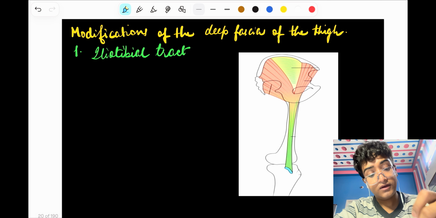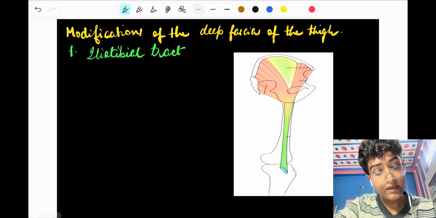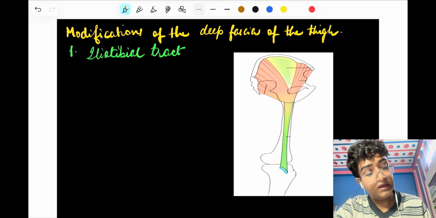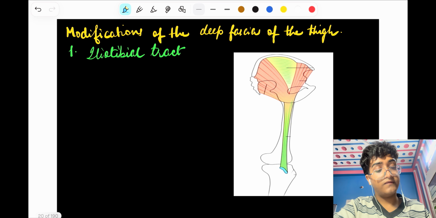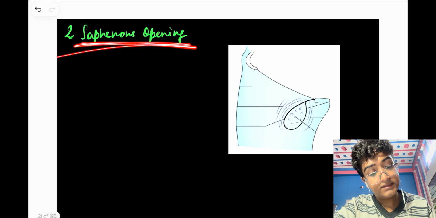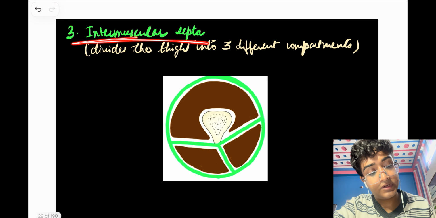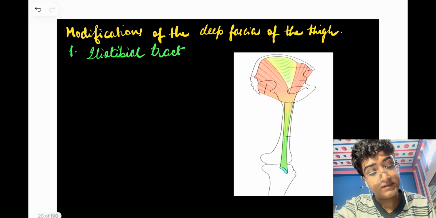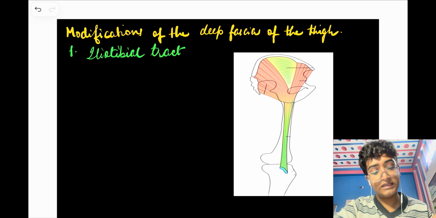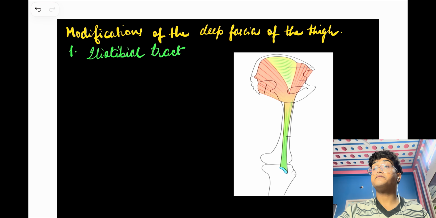The deep fascia of the thigh has 3 modifications. The first modification of the deep fascia is the iliotibial tract. The second is the saphenous opening, and the third is the intermuscular septa. Now let's discuss what is the iliotibial tract.